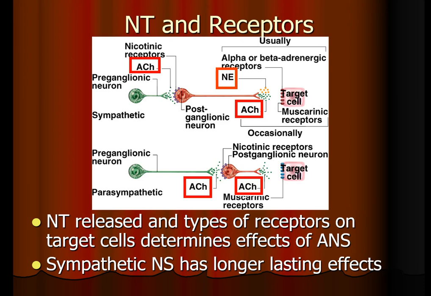Because you had this sympathetic response, that norepinephrine is now in your bloodstream, and it's going to take a while for your liver and kidney to get it out of there. You're going to be amped up for a while. Okay? Guys, the same thing.